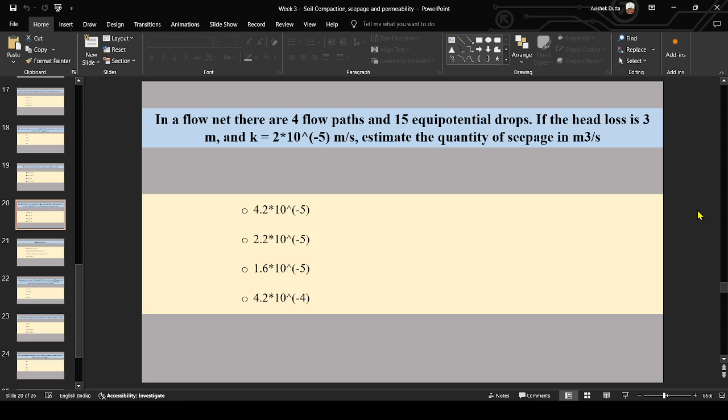So the first option is 4.2 into 10 to the power minus 5, then 2.2 into 10 to the power minus 5, then 1.6 into 10 to the power minus 5, and then 4.2 into 10 to the power minus 4.